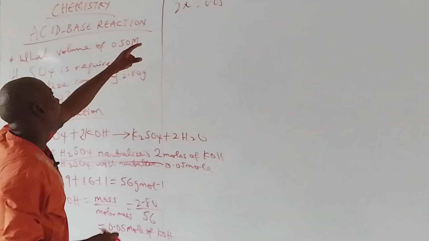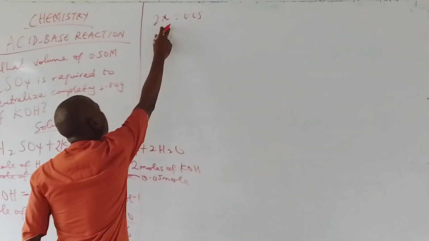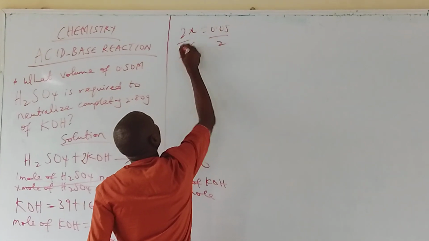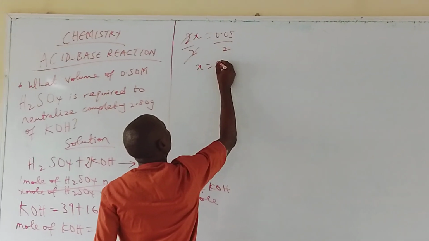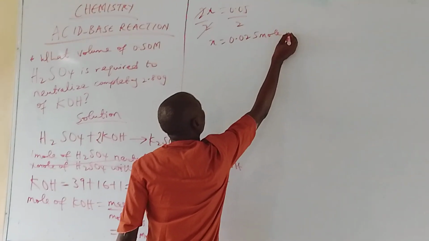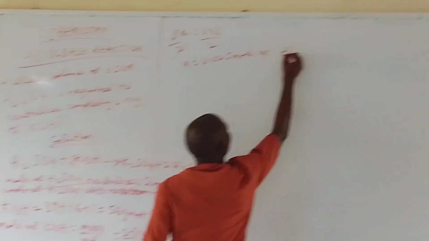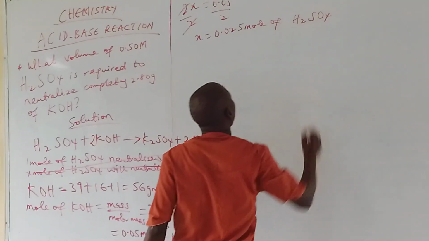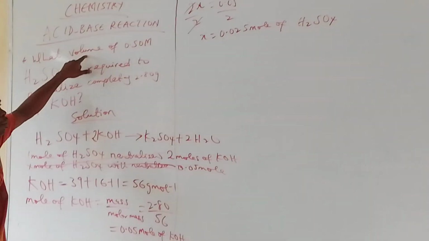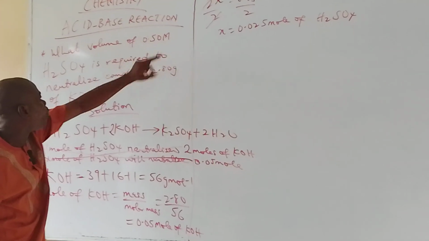So I'm going to isolate x. I'm going to make x the subject of the equation. I divide both sides by 2, so x is equal to 0.025 mole. Of what compound is that? Of sulfuric acid, H2SO4. Now, from the context, they ask us to determine the volume, but the concentration of that acid is known, which is 0.50 molar.